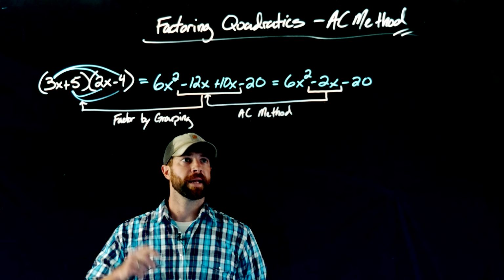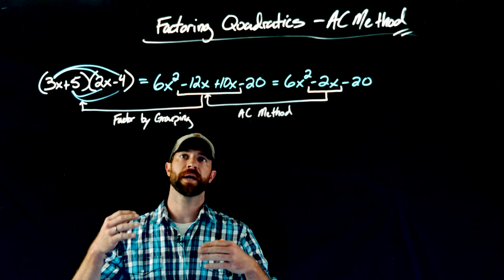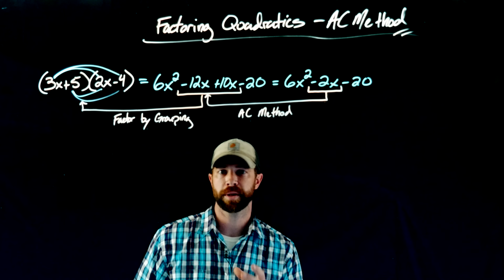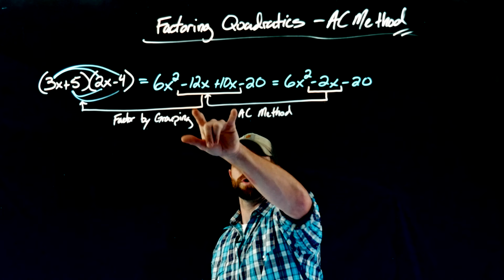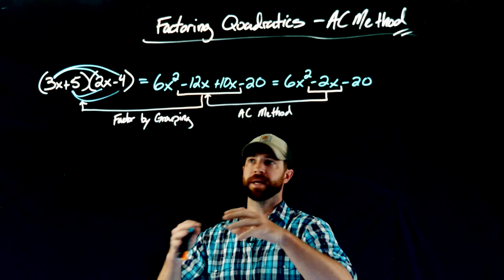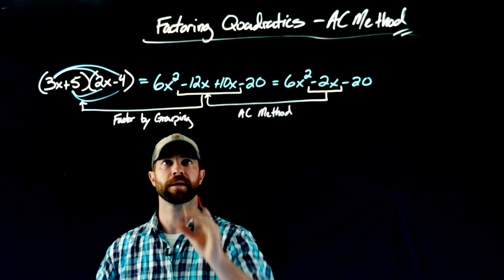Before we go and do an actual example of doing the AC method, we need to figure out how it works. There's one really important quality that these terms have, the coefficients have, before we simplify them. It always happens this way. It doesn't take long to figure out how or why. I'll give you a little hint in a second.